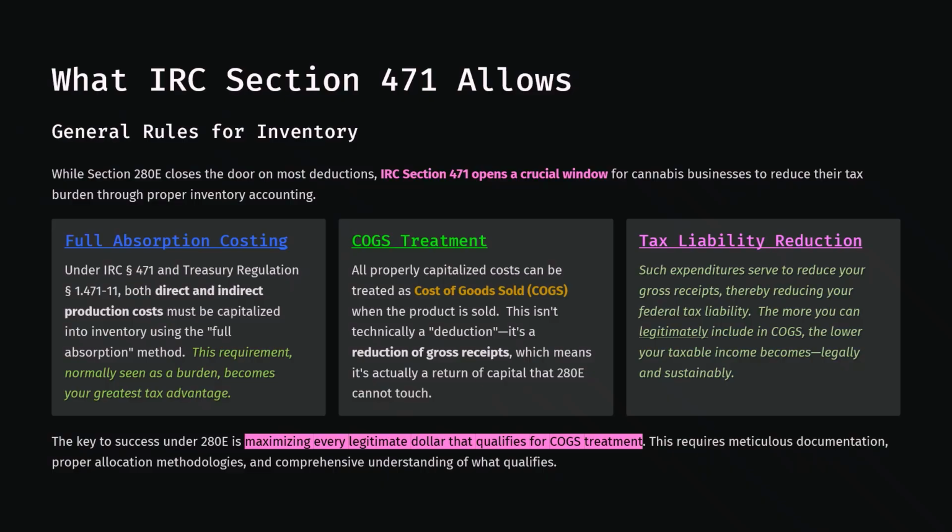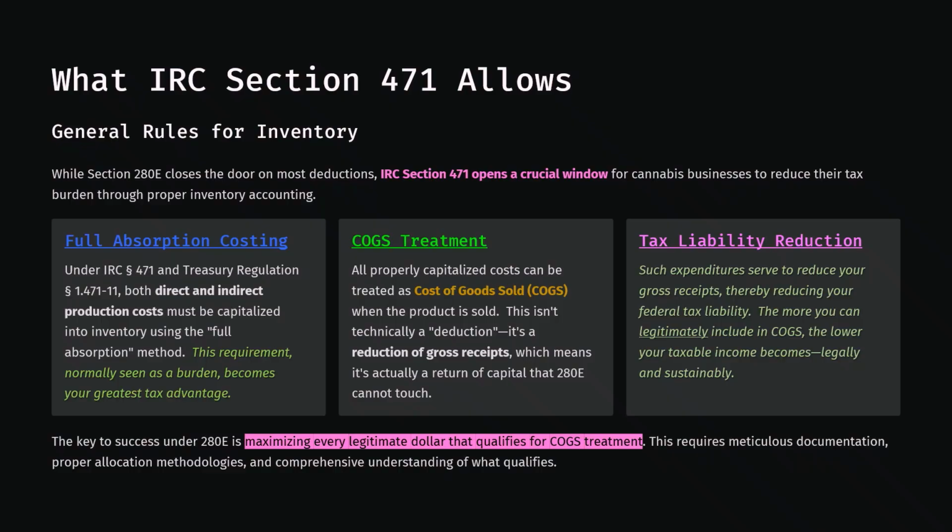Now let's talk about a section of the tax code that can actually work in your favor. IRC Section 471. So what is it? 471 governs how businesses account for inventory and COGS. It tells you what costs can be included in inventory, how to track those costs, and how to recognize expenses over time as inventory is sold.